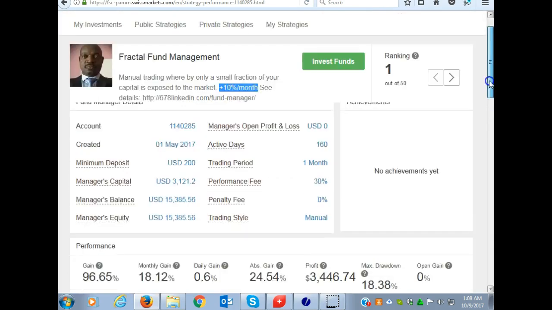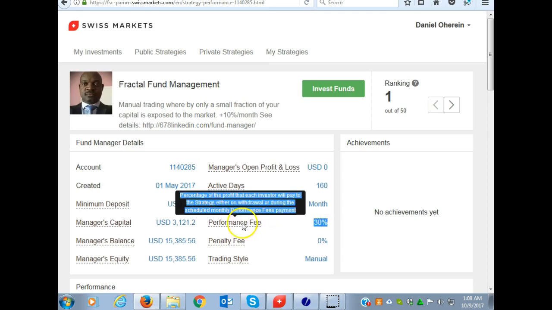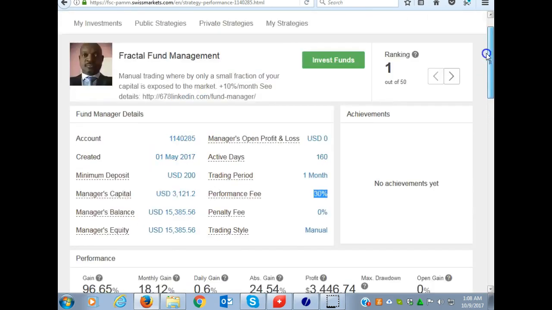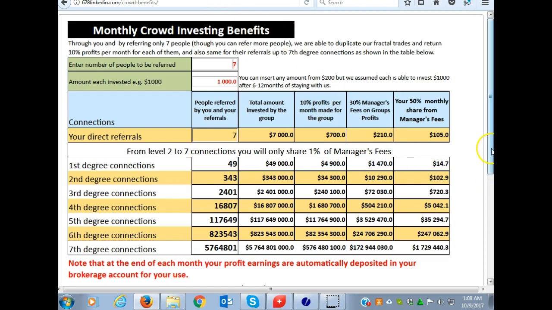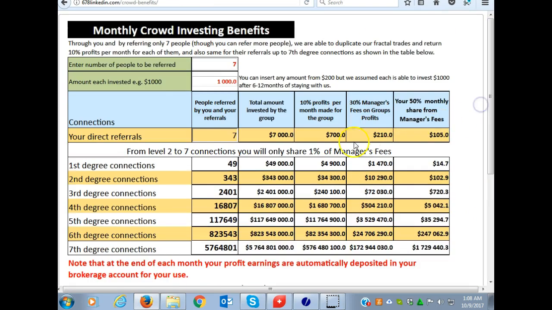Now the next question is, what if you referred somebody? What would be your benefits? If you refer somebody, my performance fee, which is 30%, we are going to share it together on the profit we make for the person you referred. So how can you understand this? I have developed a small chart which I was trying to show you earlier.